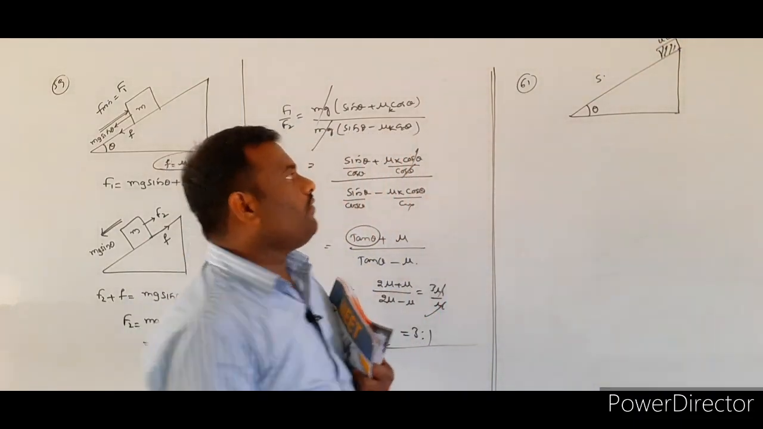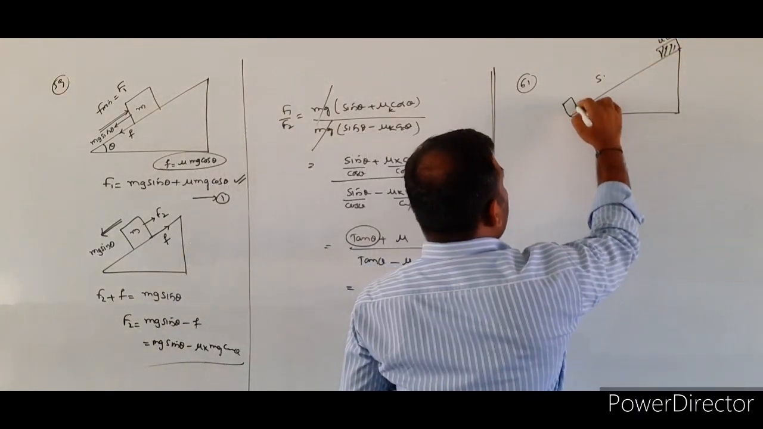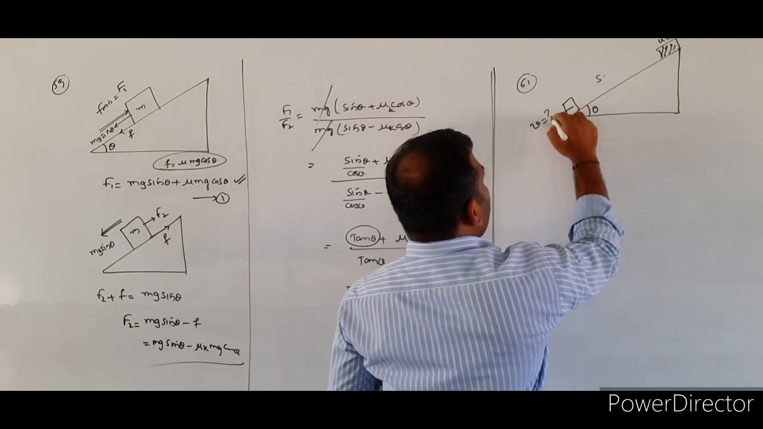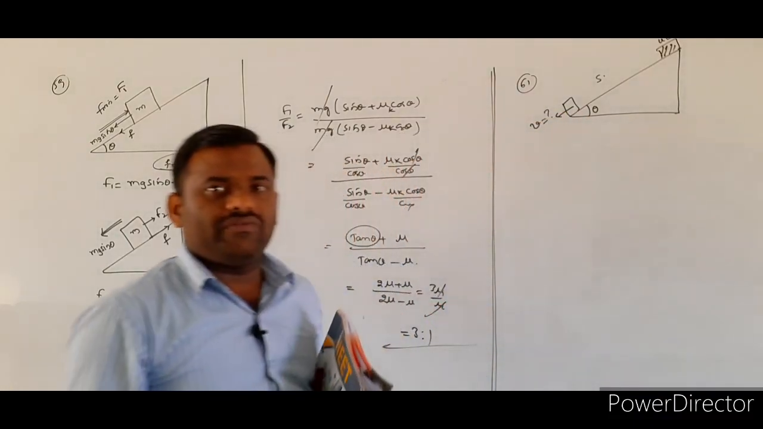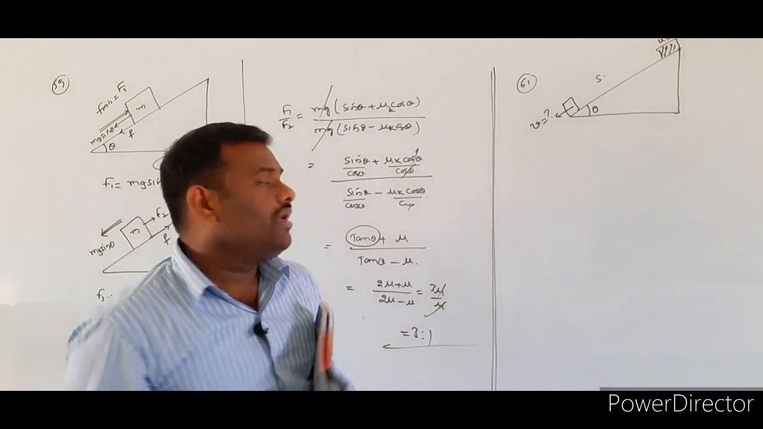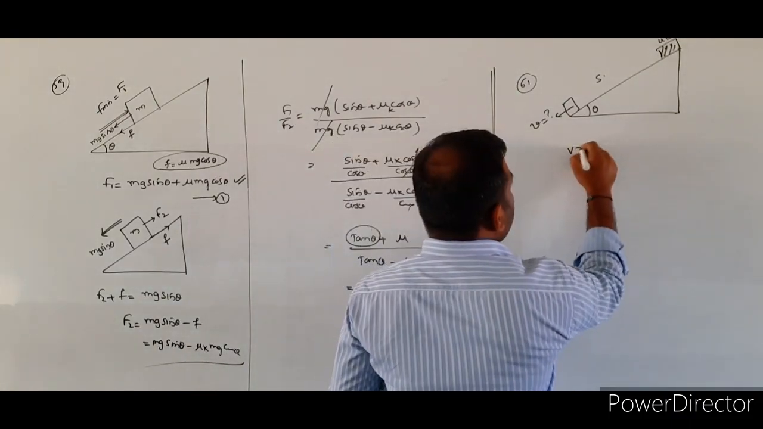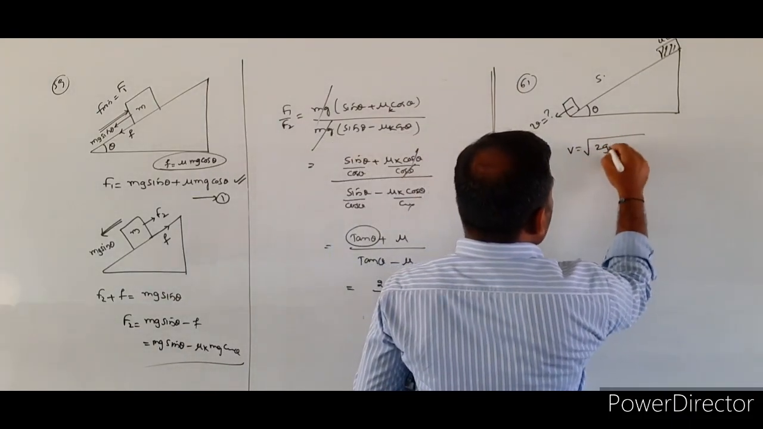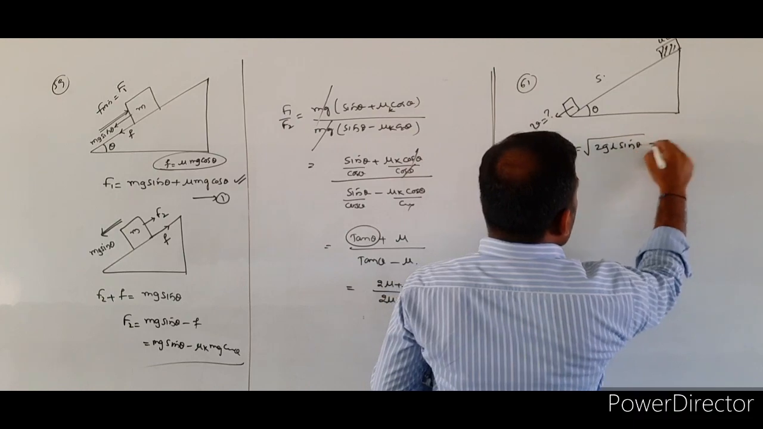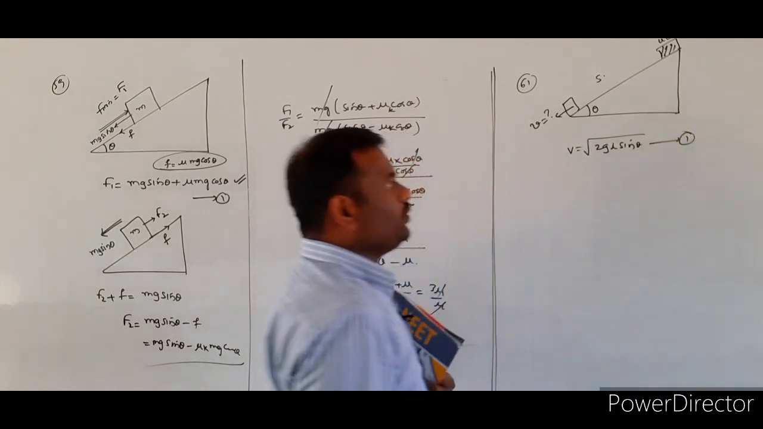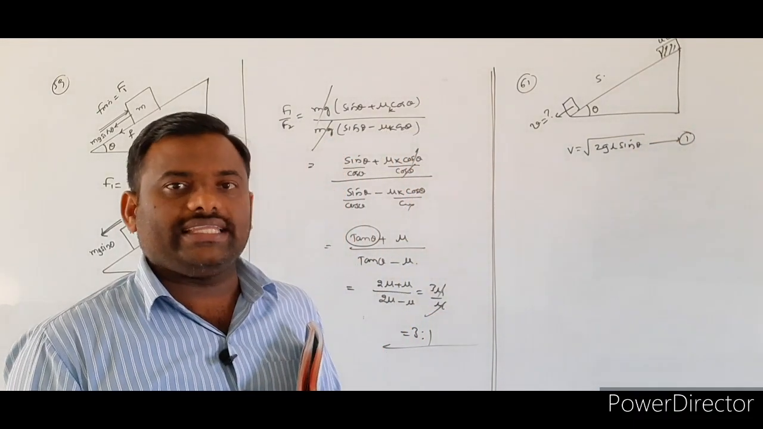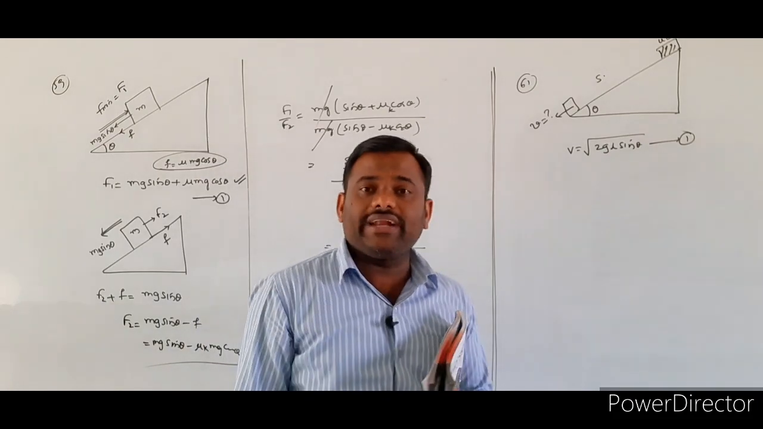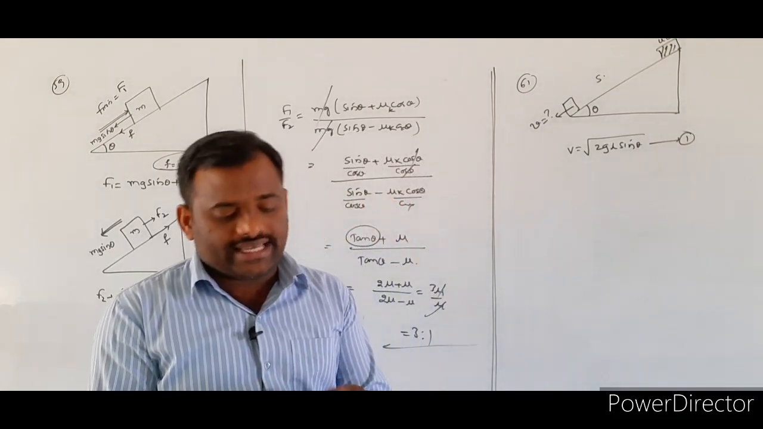As a result, while it is reaching the bottom of the inclined plane, it will be gaining some velocity. That formula we derived. What is the velocity gained by the object on reaching the bottom of the inclined plane? V is equal to, what is the standard formula? V is equal to under root of 2gl sin theta.